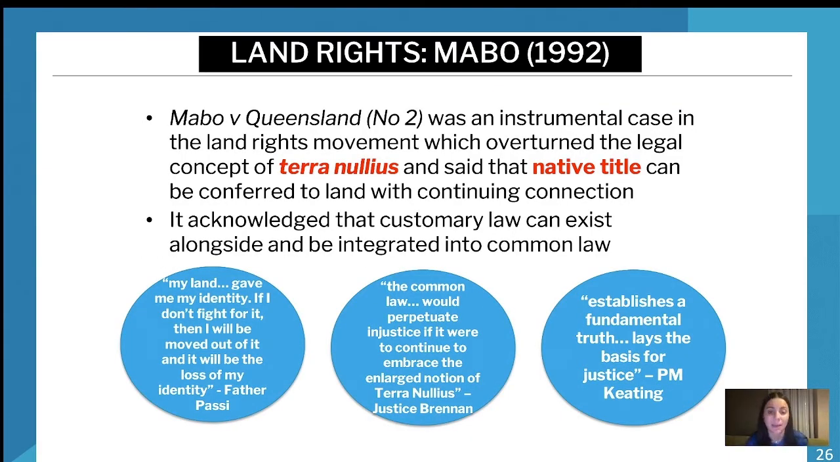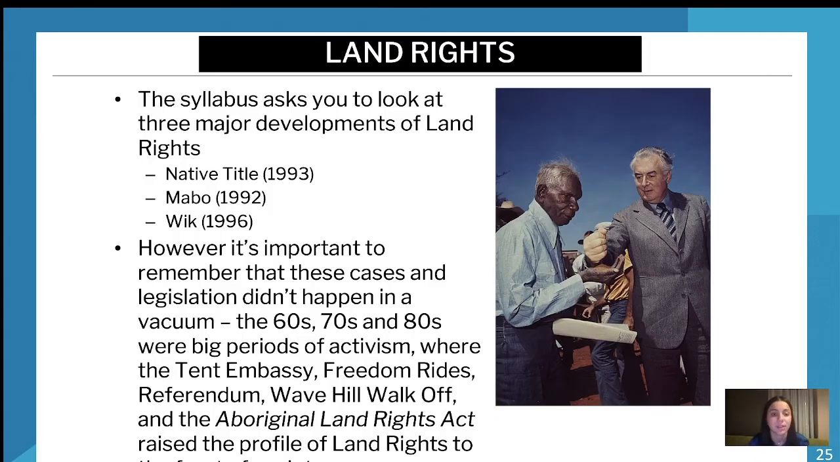Now, first is the Mabo case, which was 1992. It's really important that you remember the years, because in multiple choice they can give you the wrong years to throw you off, but also for your short answer, if you do get a question on land rights, you'll show much better knowledge of the syllabus by having the years of each of the land rights developments. So having native title 93, Mabo 92, and Wik 96, and just being able to show the development between time.